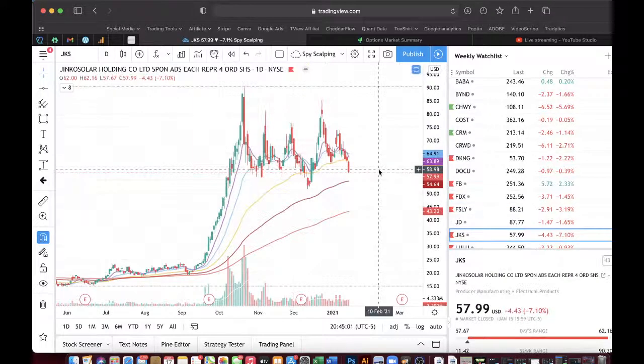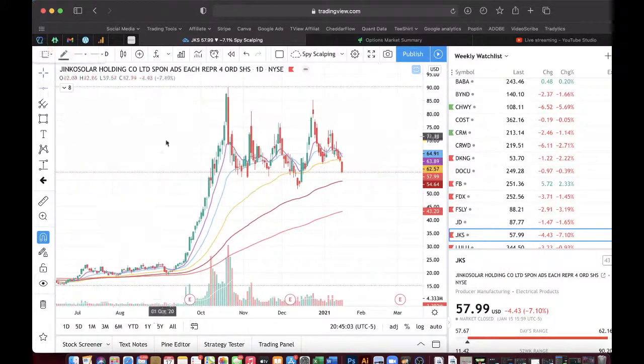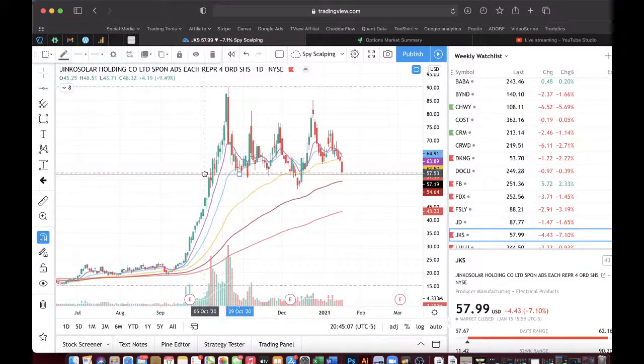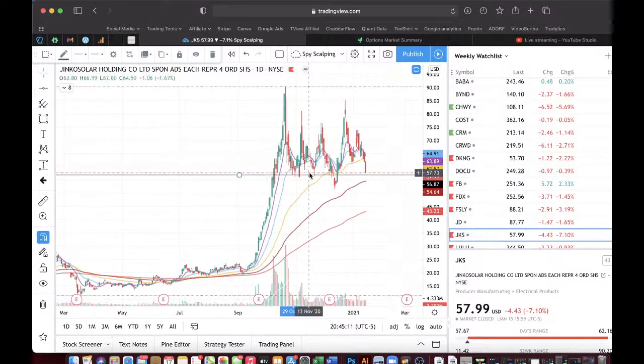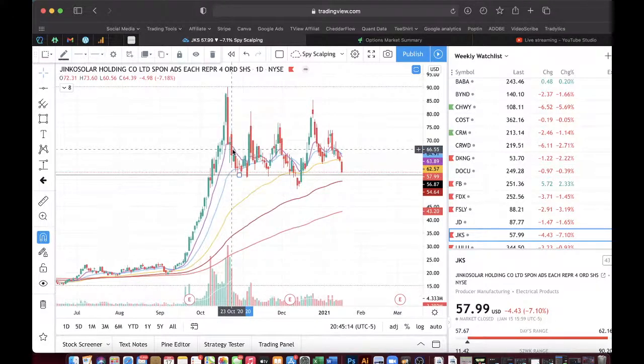All right, JKS. If you're not familiar with the stock, this is a solar play. It doesn't really have any fundamental potential. There's no real reason why it's been so bullish except for Biden's presidency and the whole push for green energy.